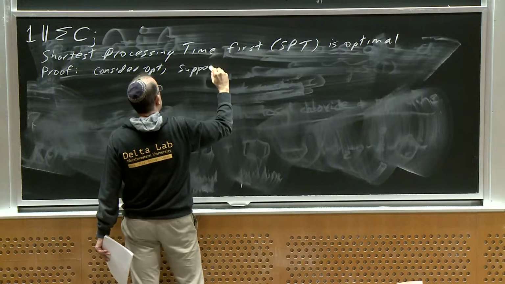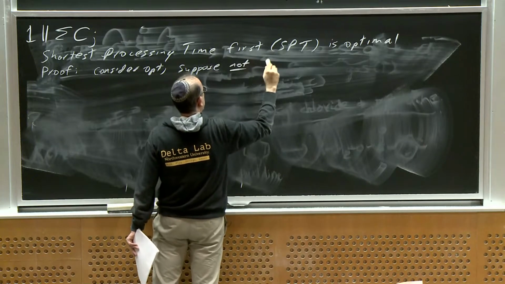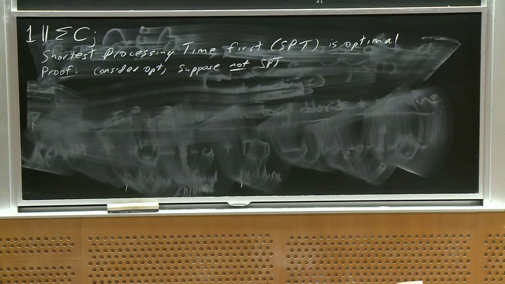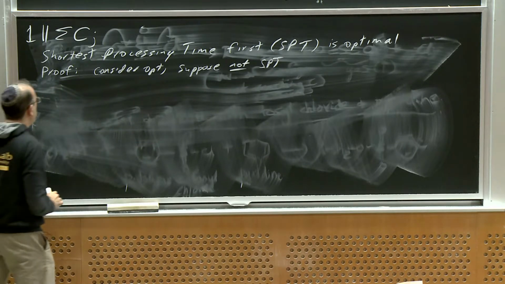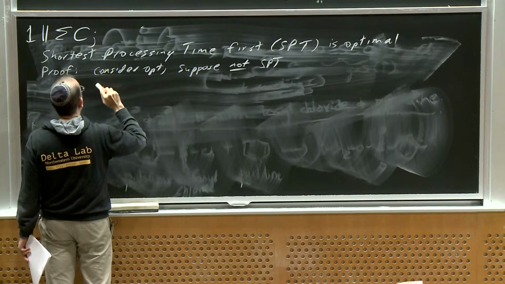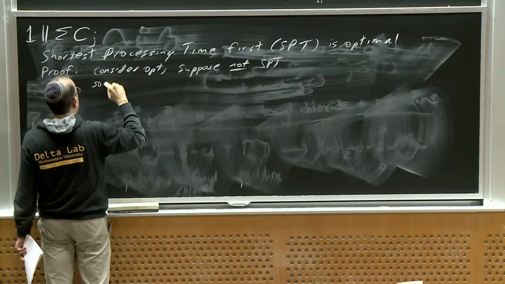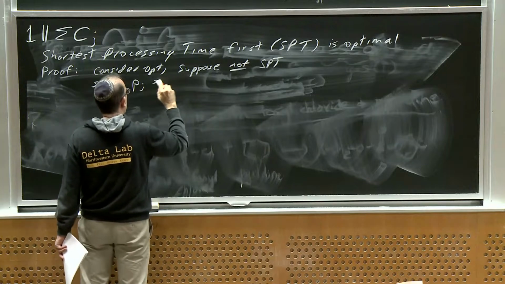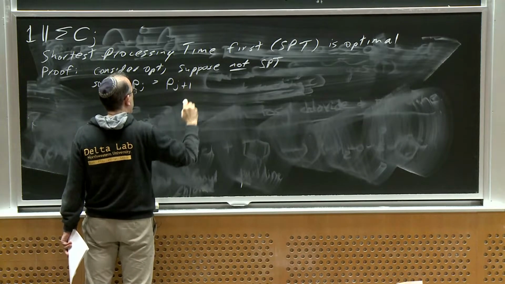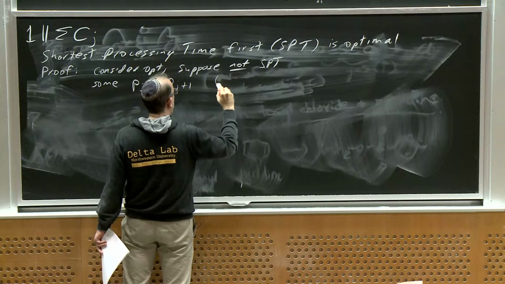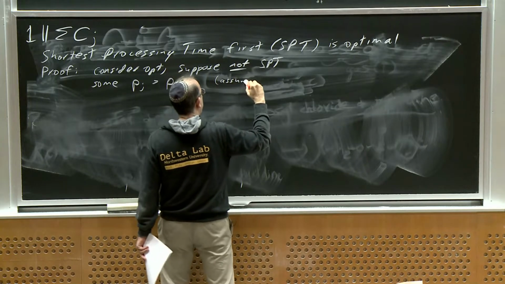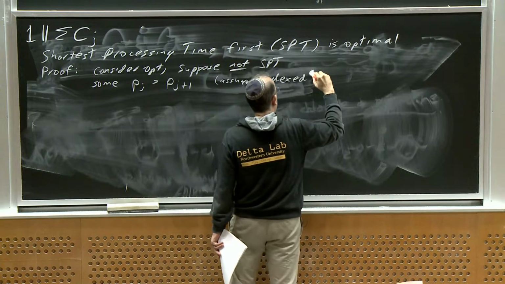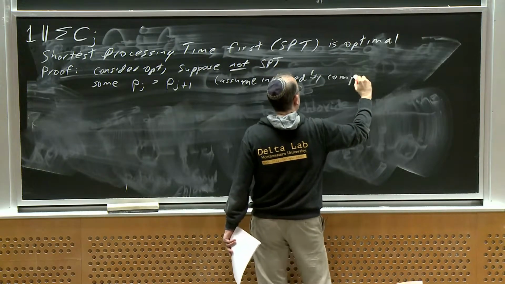And let's suppose that it is not in shortest processing time order. Okay? So that means that somewhere in the order, some job Pj is longer than the Pj plus 1, where here I'm assuming that I have re-indexed the jobs by completion time.